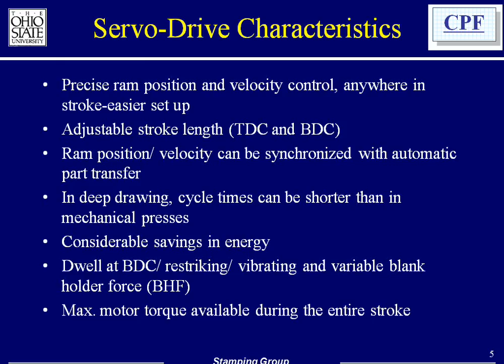Cycle times can be shorter than in mechanical presses because you can move very fast and then slow down, just like you do in link presses, but this is in a more controlled fashion. And you can save energy because you don't have a flywheel that is continuously running. And you can have dwell, as I mentioned before, and in some cases even use variable blank-holder force and vibrate the die or the blank-holder, but that's not a very major application. And then the motor torque is available during the entire stroke.